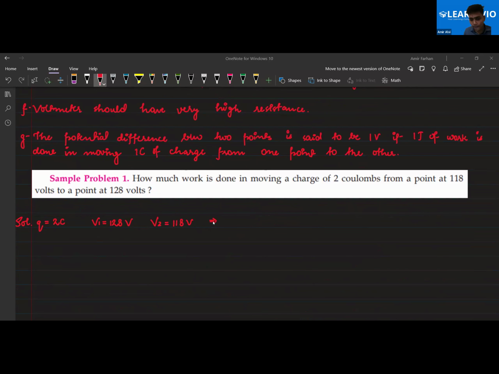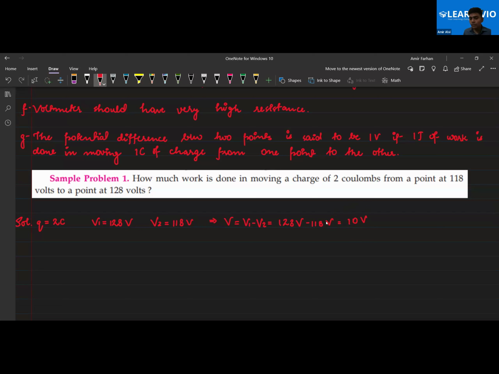That is V is equal to V1 minus V2, equal to 128 volt minus 118 volt, which comes out to be 10 volt. This is the potential difference across the two points. Okay.